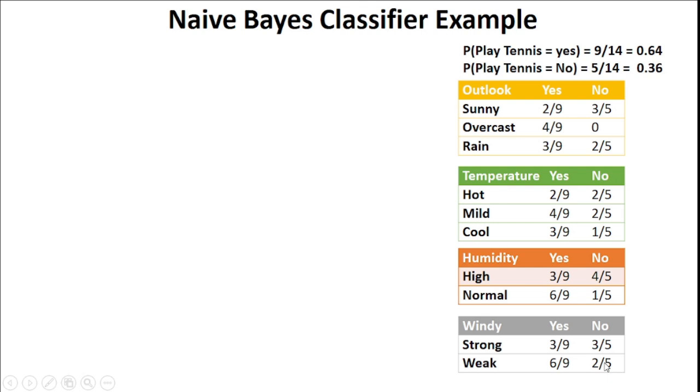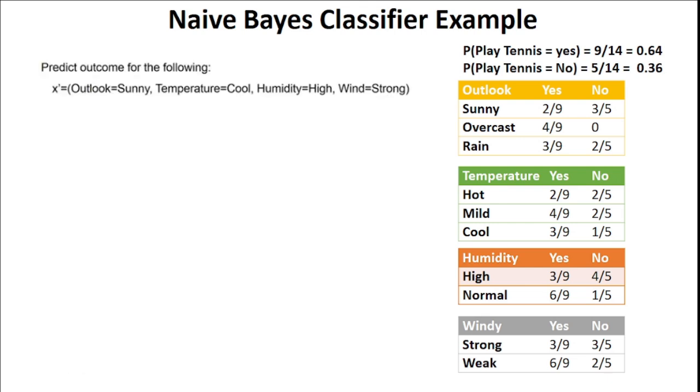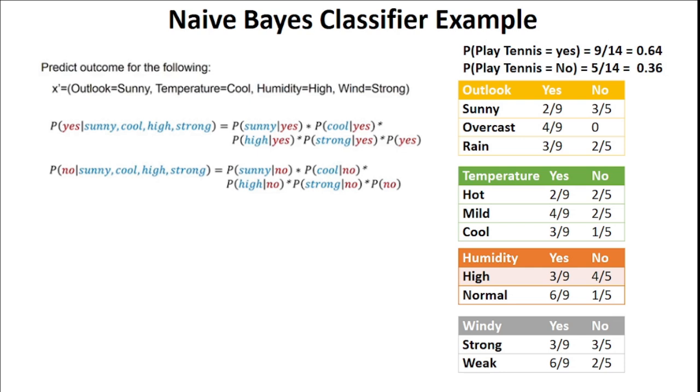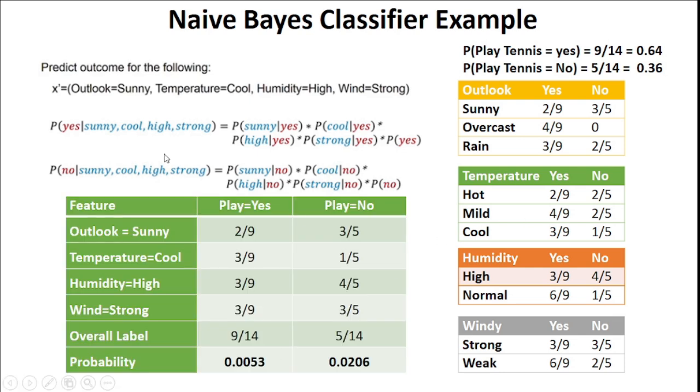With this data as an input, we are going to calculate the predicted output for the condition where outlook is sunny, temperature is cool, humidity is high and wind is strong. Now, for these features, what is the probability of yes? The overall label is the probability of yes.